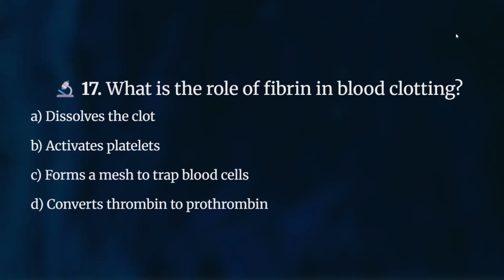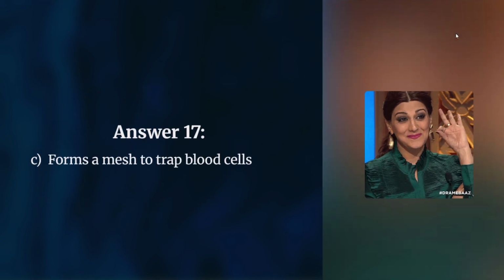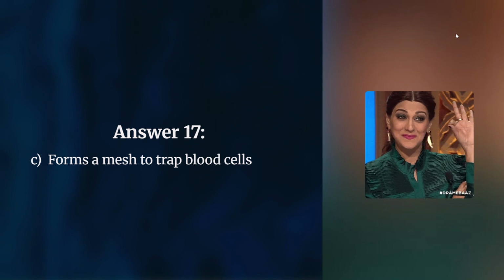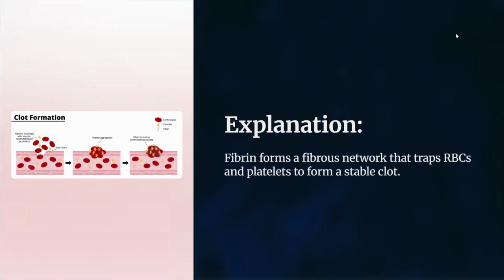Question number 17. What is the role of fibrin in blood clotting? Options are A. it dissolves the clot, B. It activates platelets, C. It forms a mesh to trap blood cells, or is it D. It converts thrombin to prothrombin? And the correct role of fibrin is that it forms a mesh to trap blood cells. Fibrin forms a fibrous network that traps RBCs and platelets to form a stable clot.